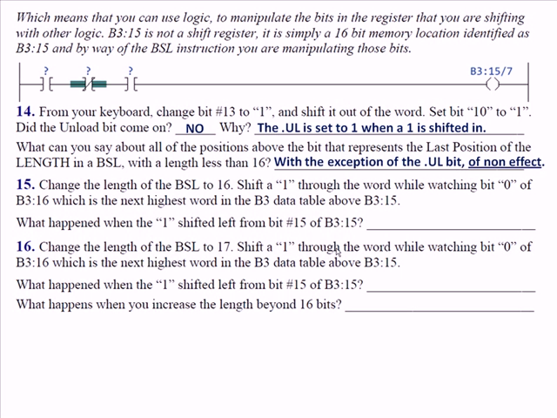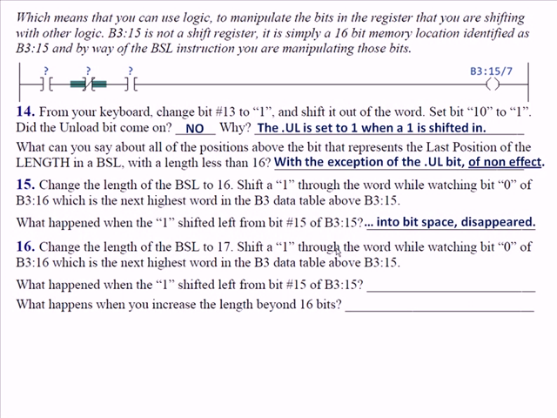Change the length of the bit shift left to 16. Shift a 1 through the word while watching bit 0 of B3:16, which is the next highest word in the B3 data table file above B3:15. What happened when the 1 shifted left from bit 15, which is the 16th position of B3:15, bit 15? It went into bit space, disappeared, nothing happened.